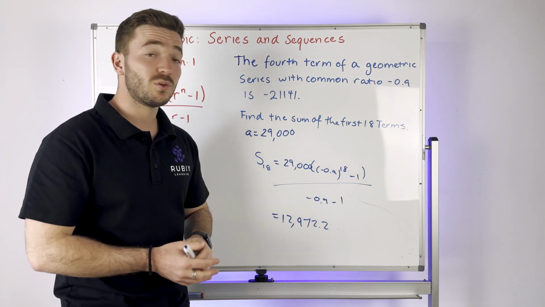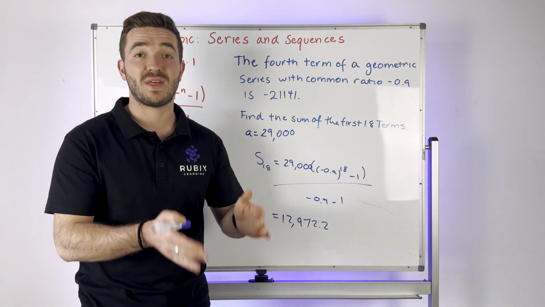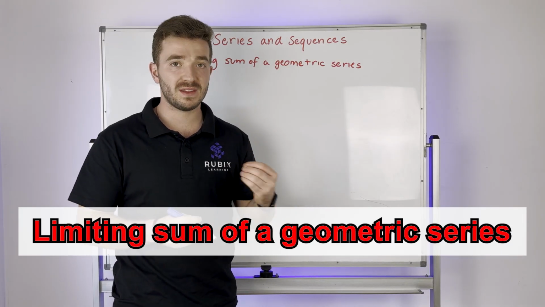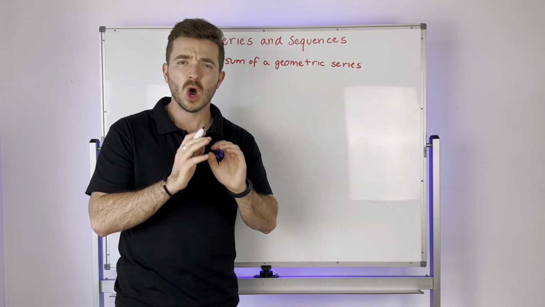And that's it. This was a 2-mark question from a Year 12 Math Advanced Trials paper. The last part of geometric series is what we call the limiting sum of a geometric series. Now, what does that mean?